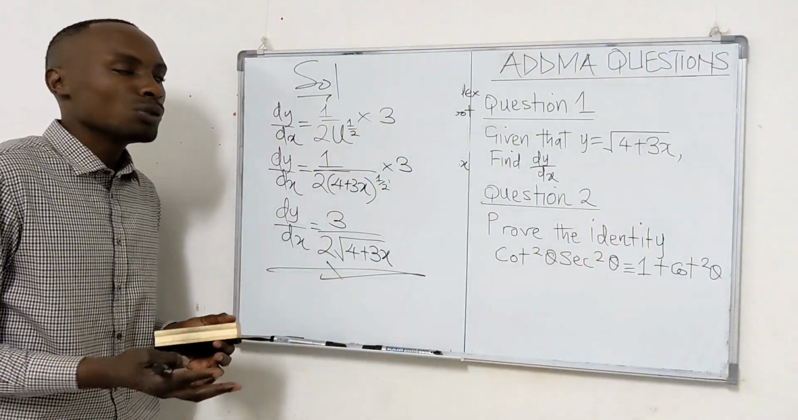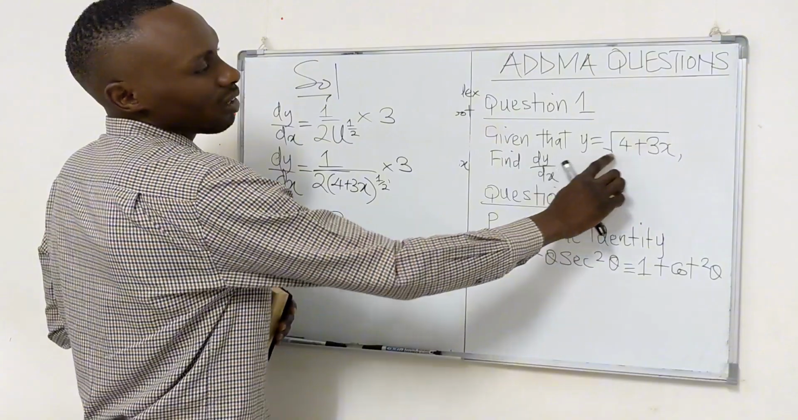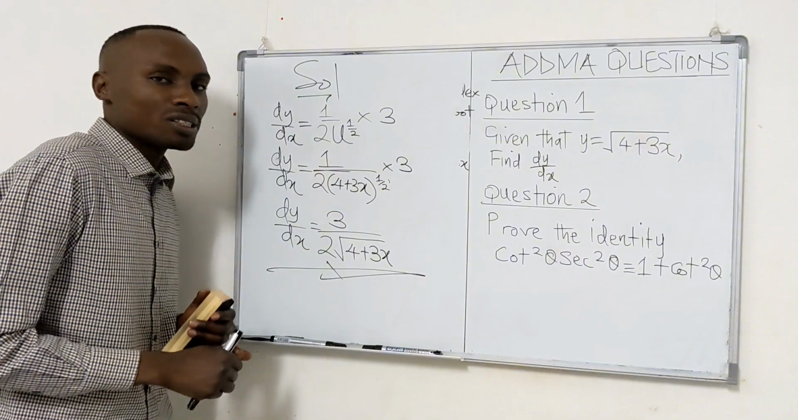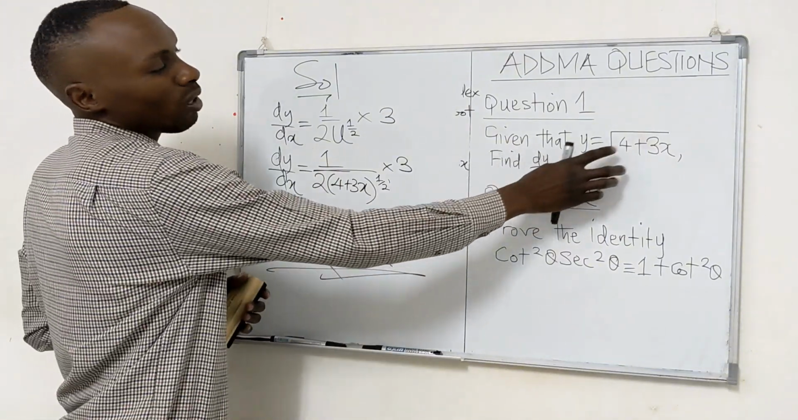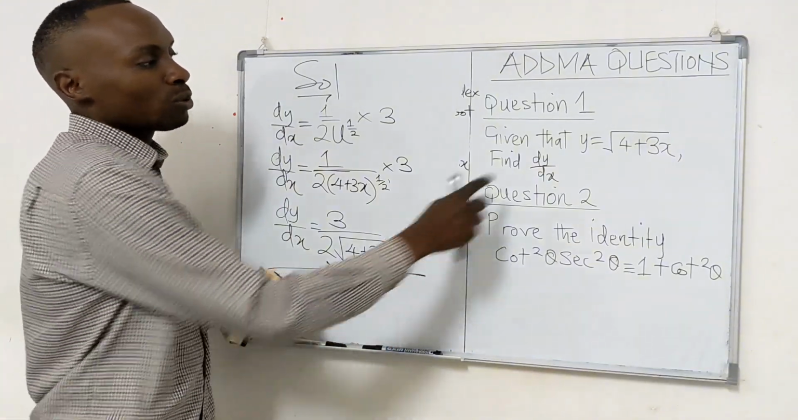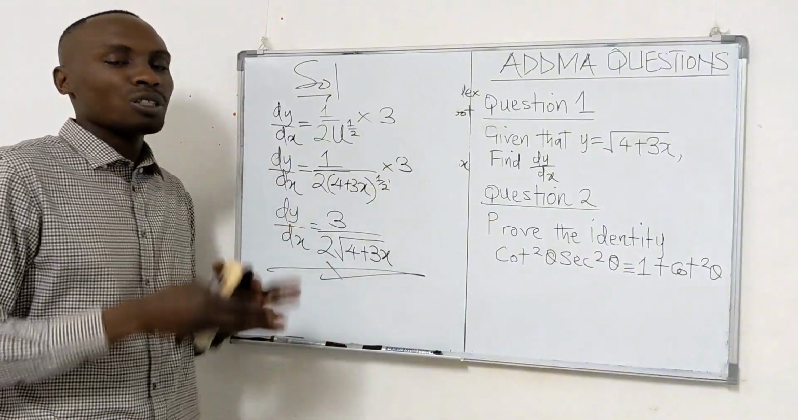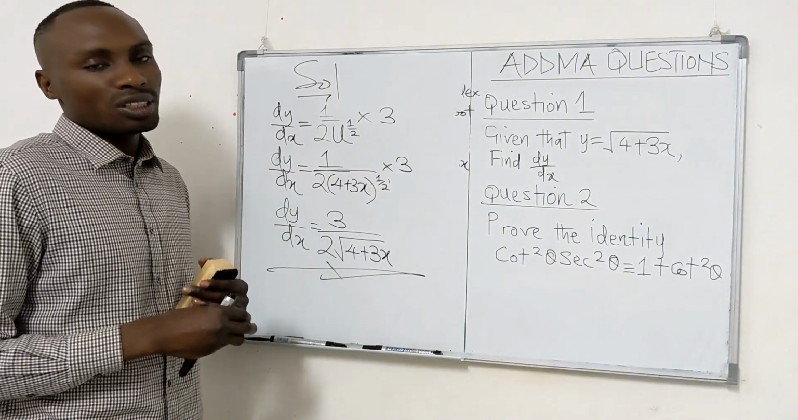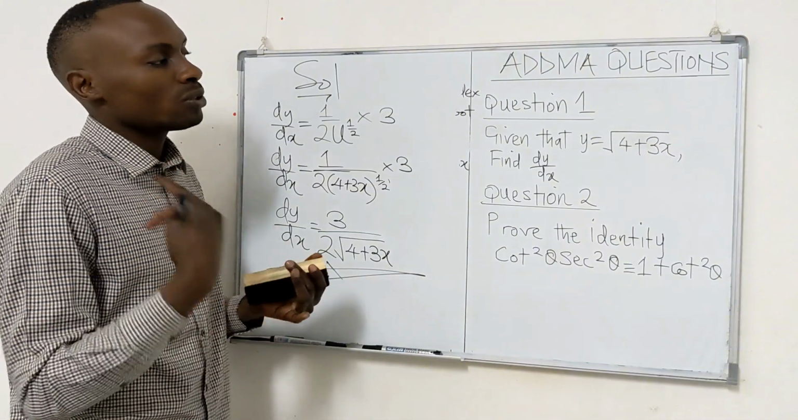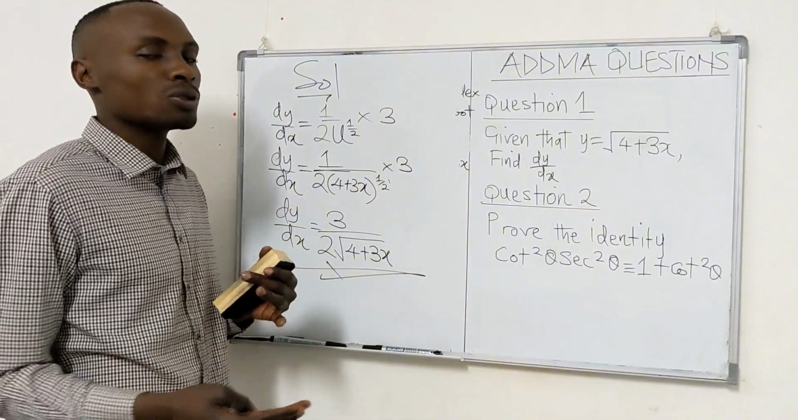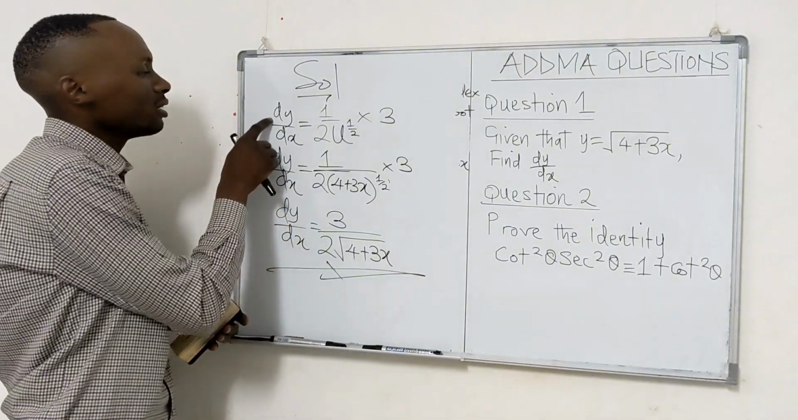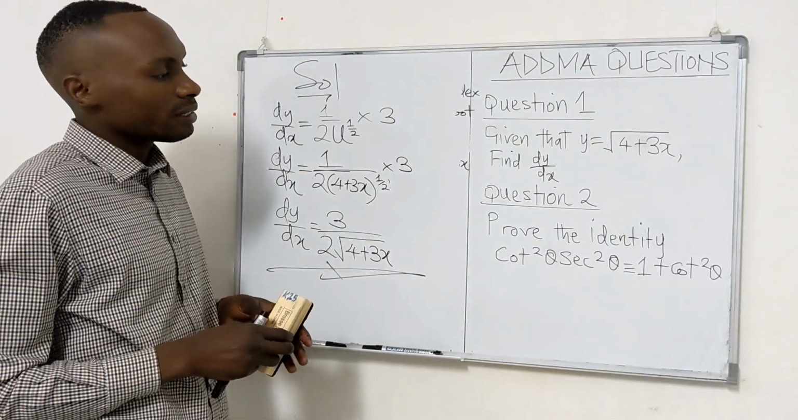So all we simply do is, first of all, let u equal to 4 plus 3x, and we are going to have y equal to u to the power half because of the square root, and then we differentiate the two functions that we get. So we differentiate y with respect to u and also differentiate u with respect to x, and then we multiply what we get there to find dy/dx.